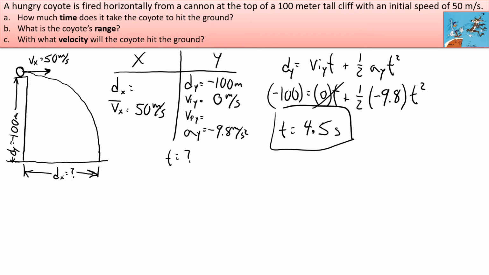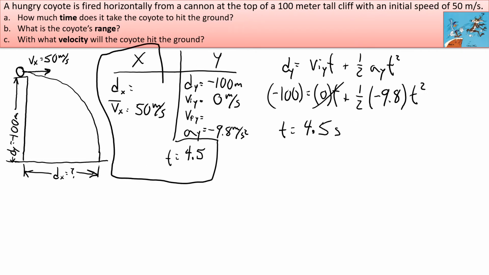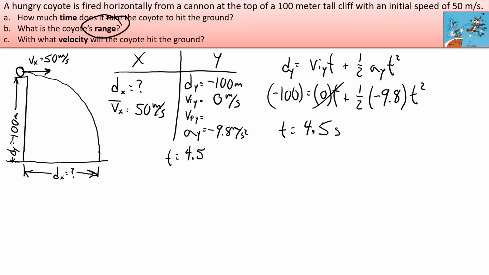So this is powerful information. The time is very powerful information because as soon as you plug in the time over here, not only are you getting more information on the y side of things, but the time is the thing that links the x and the y together. So now we have 2 pieces of information on the x side of things, and we can calculate dx, which is part B. It says, what is the range? And remember, the range is how far are you going downfield?